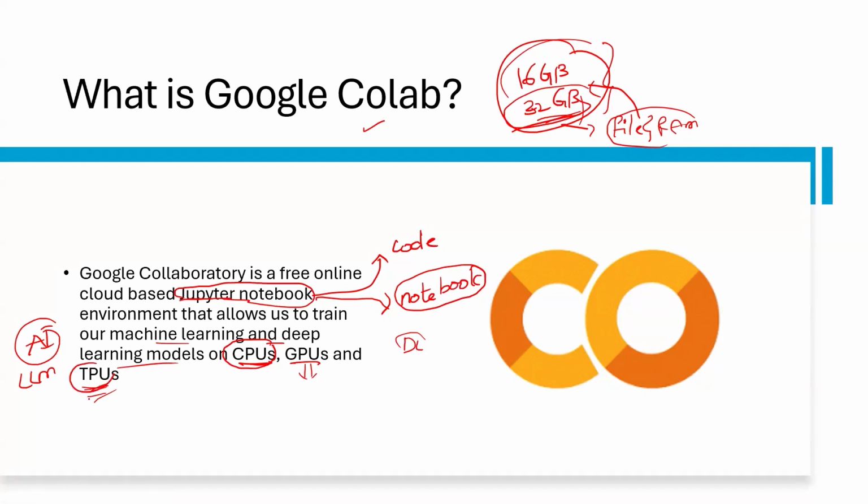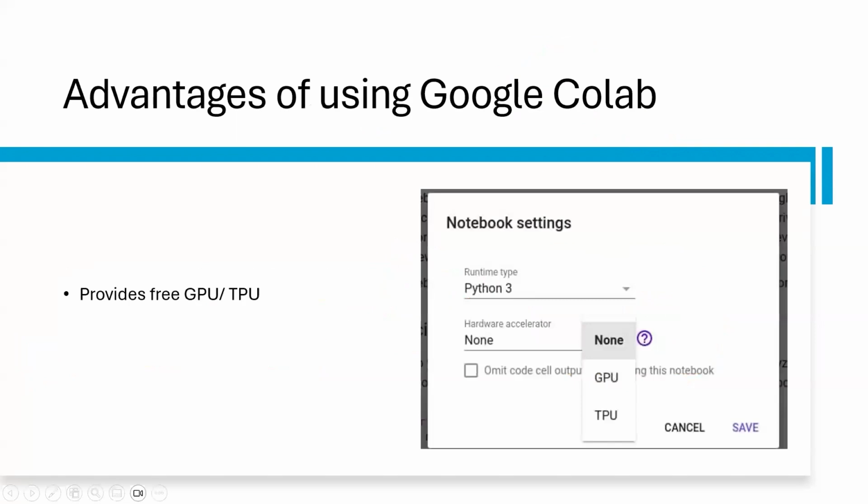TPU means Tensor Processing Unit, again developed by Google only. Graphical processing units and tensor processing units are for mathematical equations and executing a huge volume of data. People generally go with the TPUs. The advantage of using Google Colab is that it provides free GPUs and TPUs. You can select the hardware accelerator here.